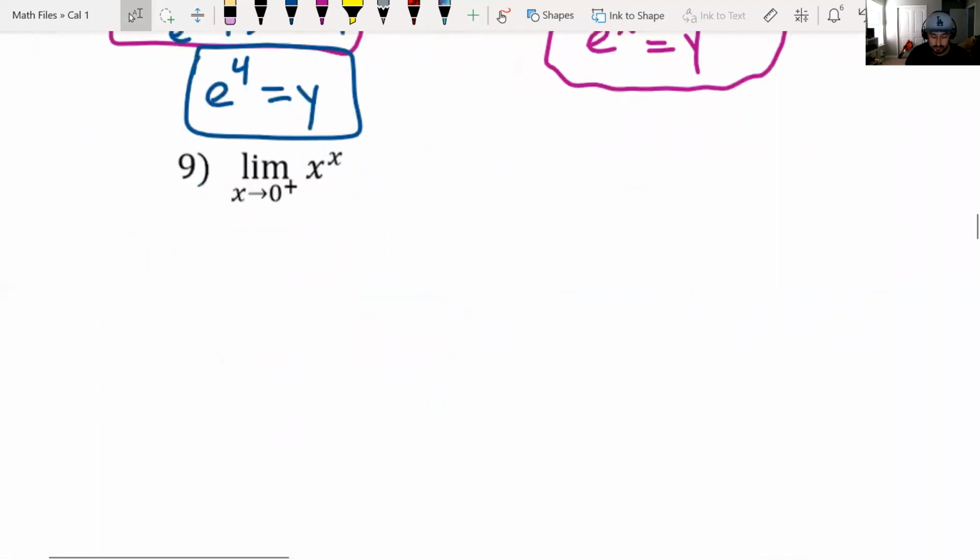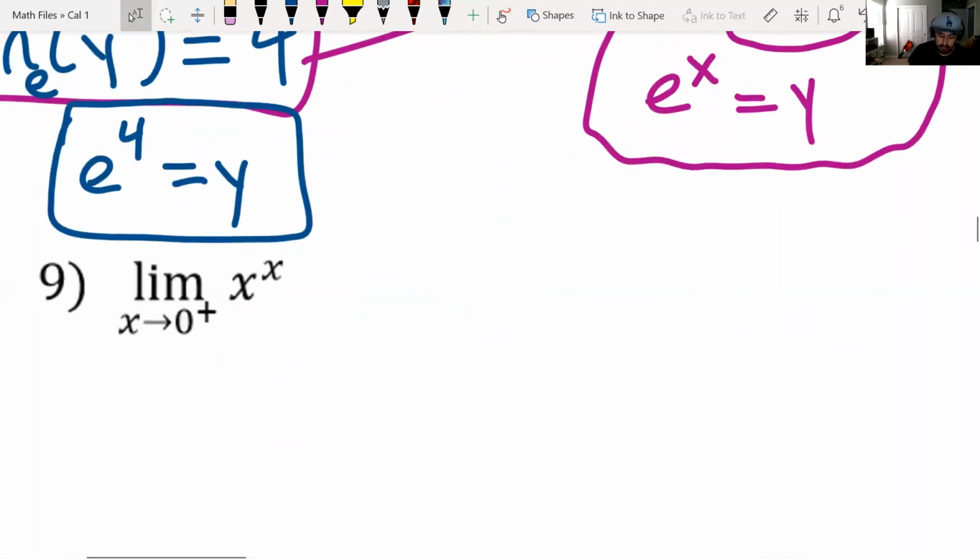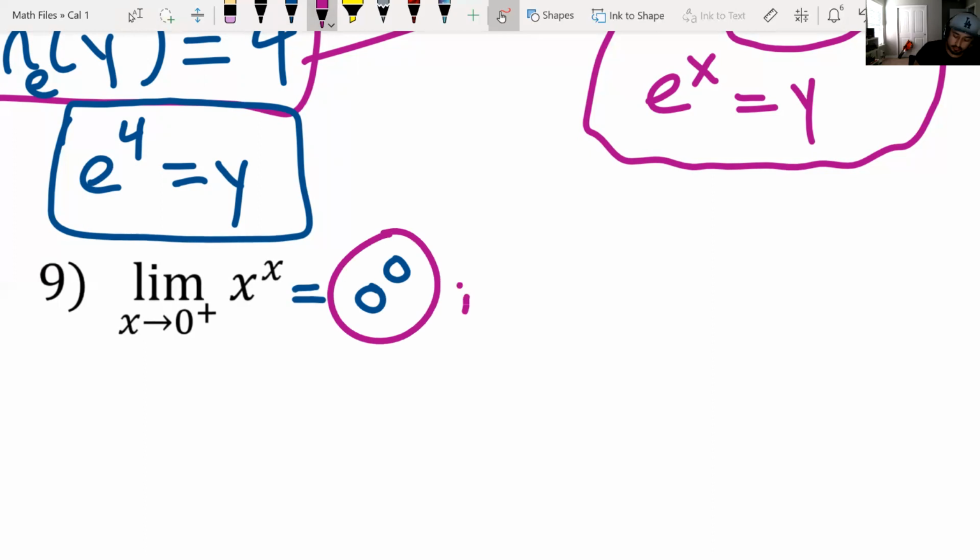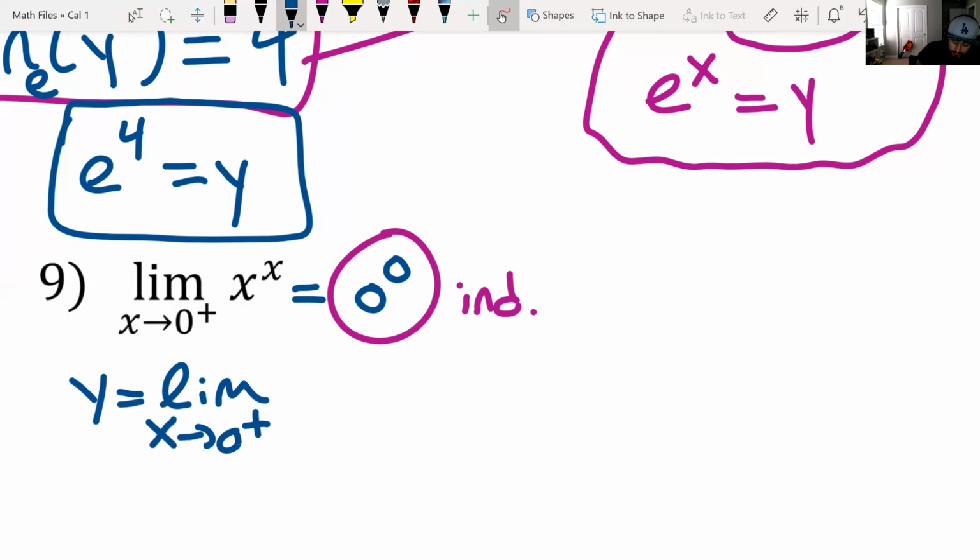Okay, number 9. We're going to do the same exact thing. So, start it off by plugging in 0. You get 0 to the 0th, which is indeterminate. So now we introduce logs. Well, first we introduce y. We say y equals the limit as x approaches 0 from the right of x to the x.